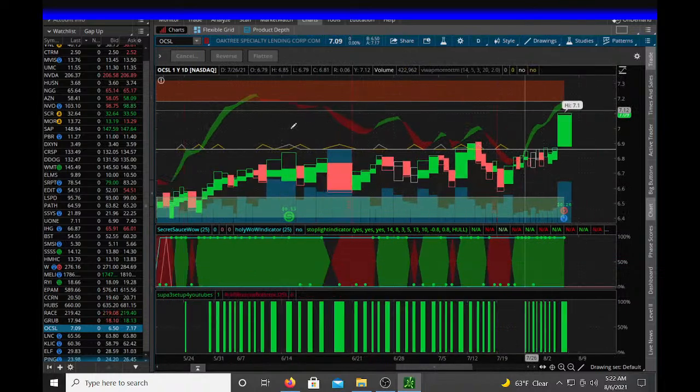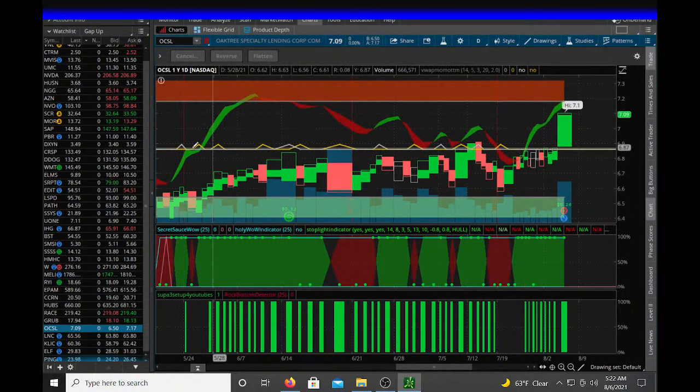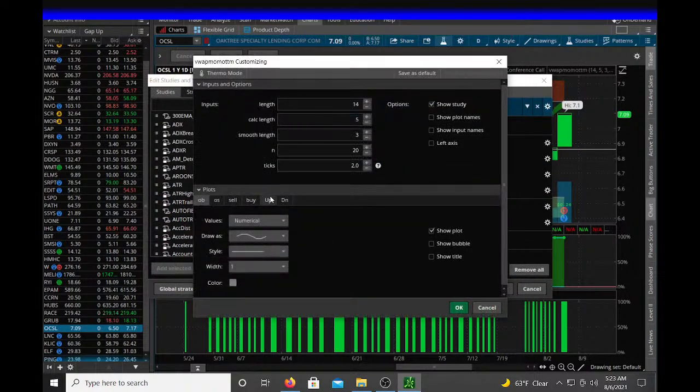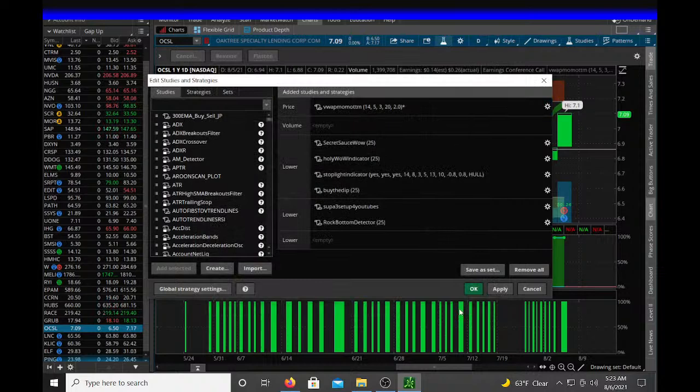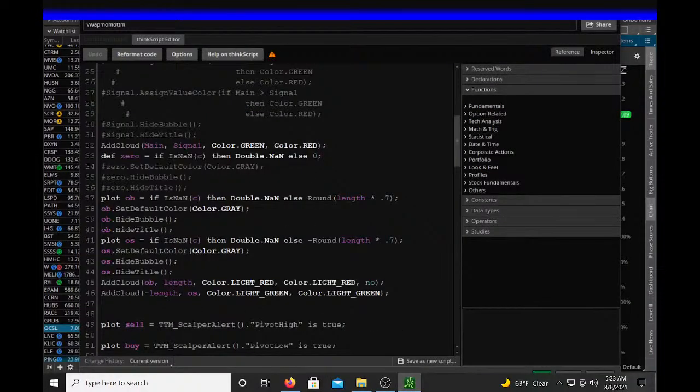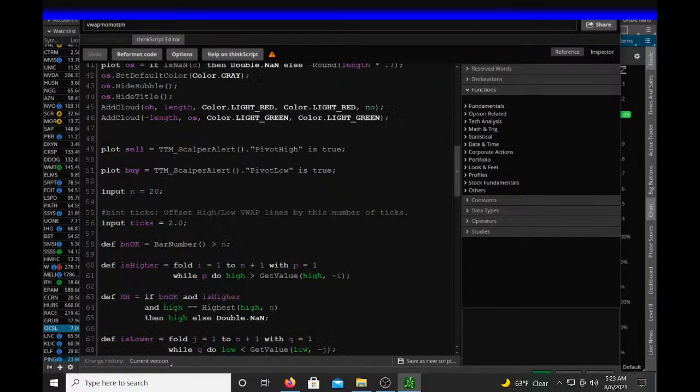Wonder how these little momentum things on here. What is that trying to plot? Let's see. Buy, sell, overbought, oversold. Up, down. It's got to be that. It's these.